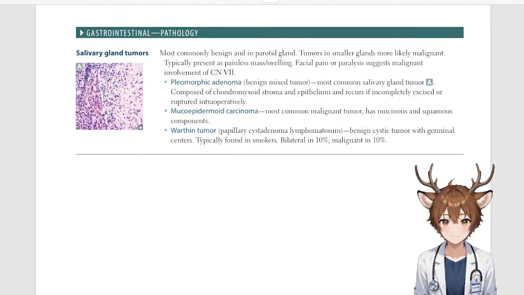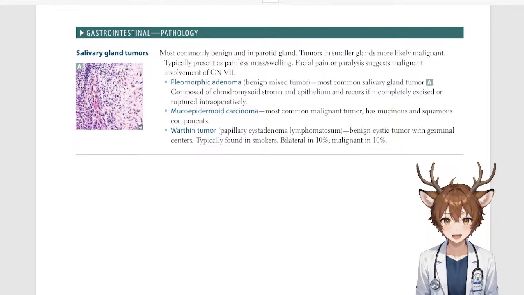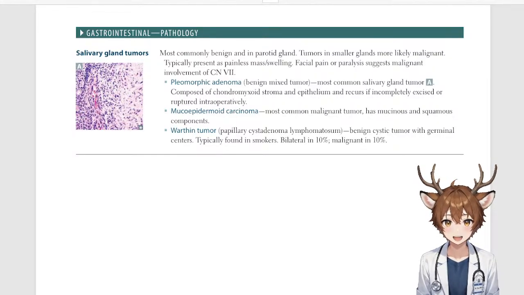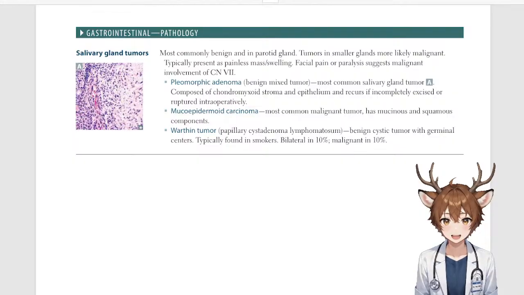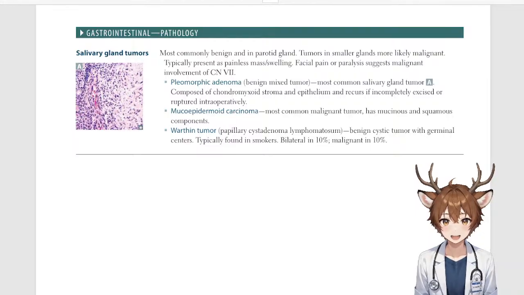Pleomorphic adenoma, a benign mixed tumor, is the most common salivary gland tumor. It is composed of chondromyxoid stroma and epithelium, and it recurs if incompletely excised or ruptured intraoperatively. It may undergo malignant transformation.